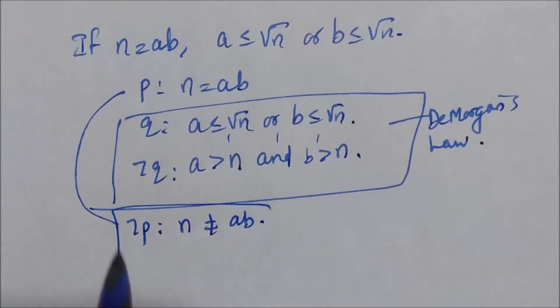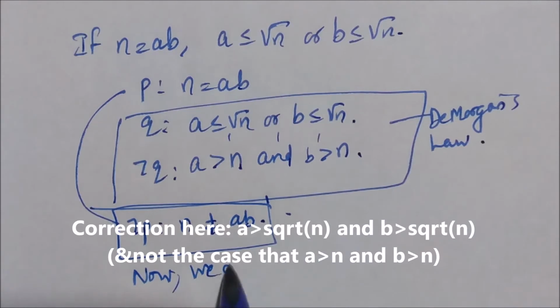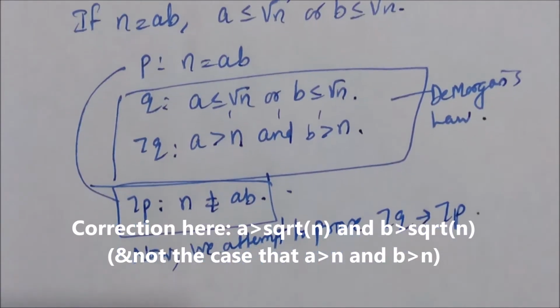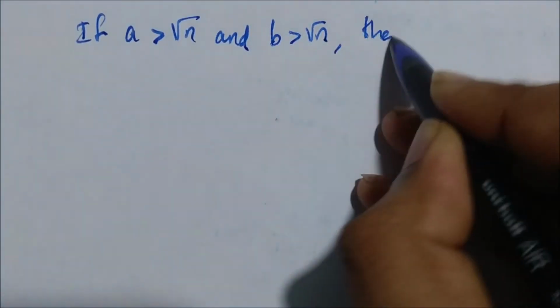And we are going to prove the statement not Q implies not P here, right? So we attempt to prove that if A is greater than root N and B is greater than root N, then N is not equal to AB, right?